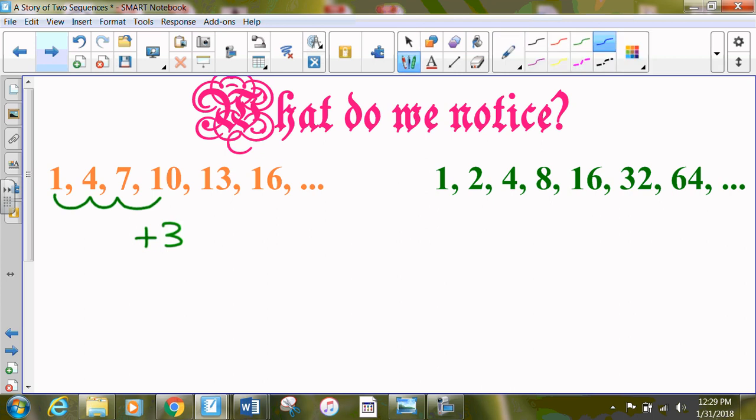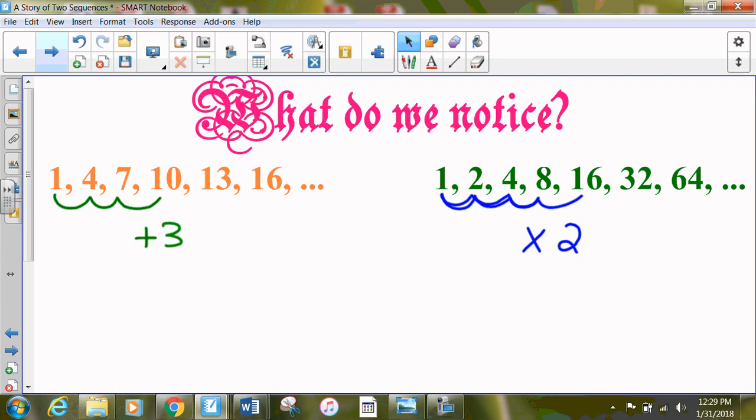sequence, as we're looking for any pattern, we're like, okay, it goes up by 1, goes up by 2, goes up by 4, goes up by 8. So it's not increasing by a constant value. Instead, it's being multiplied by a constant value, right? 1 times 2 is 2, 2 times 2 is 4, 4 times 2 is 8. So this is being multiplied by 2.